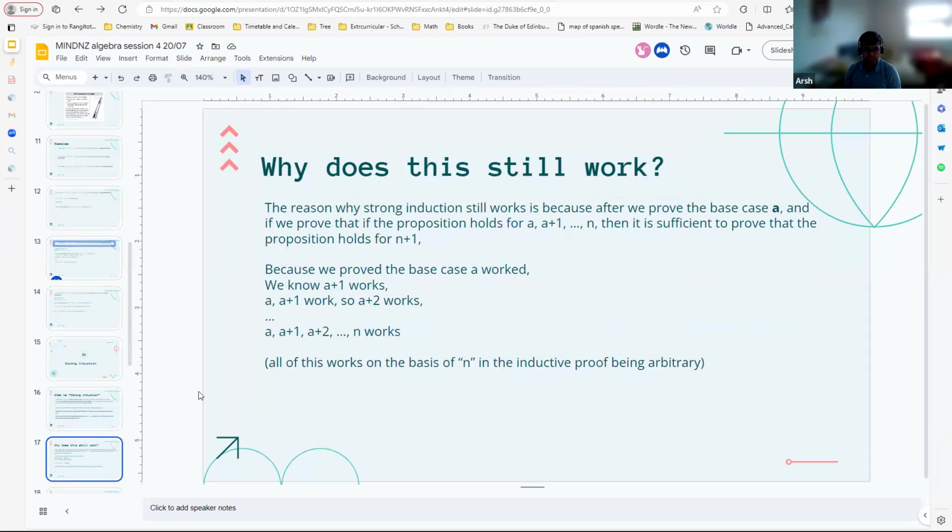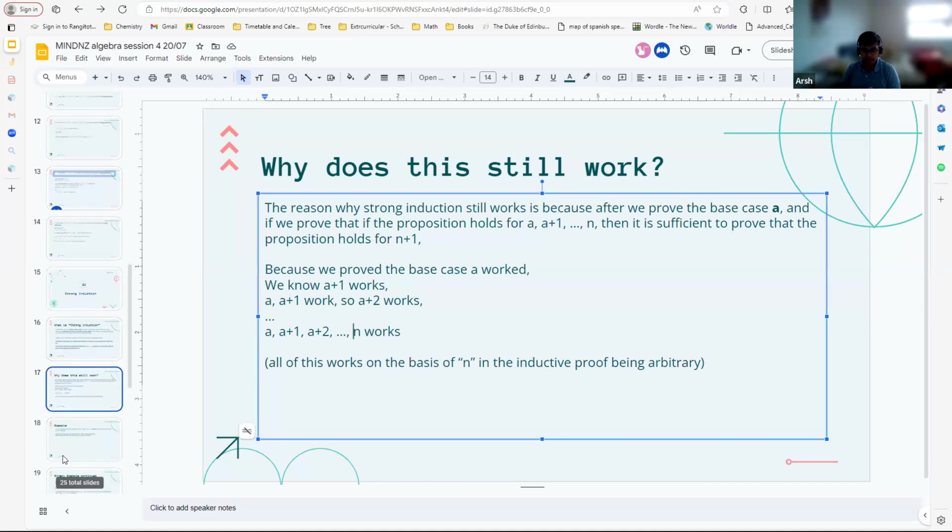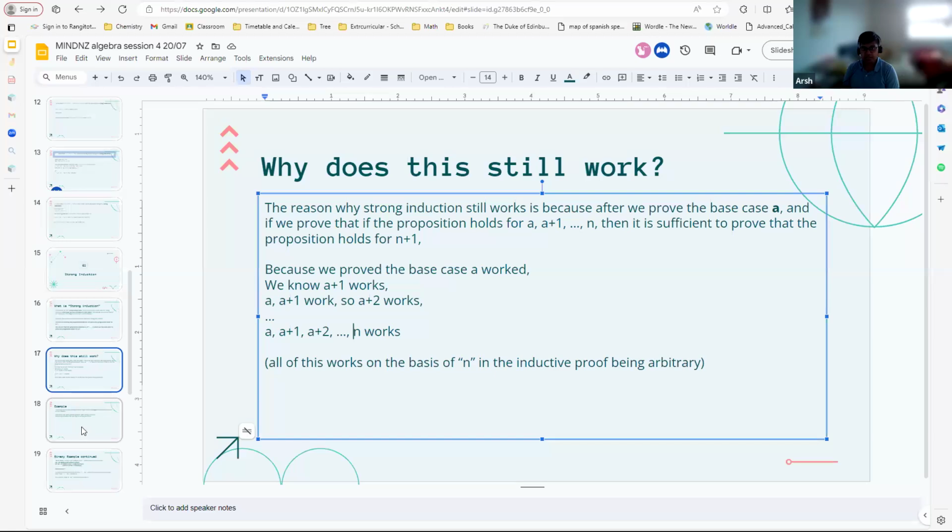So why does this still work? The reason strong induction still works is because after we prove the base case, which we'll call a, and we prove that if the proposition holds for a plus 1 all the way up to n, then it is sufficient to prove that the proposition holds for n plus 1. Because we have proved that it works for a, then we know it works for a plus 1. If a and a plus 1 work, then it works for a plus 2, and so on up to n. So this would work for any arbitrarily large integer n.